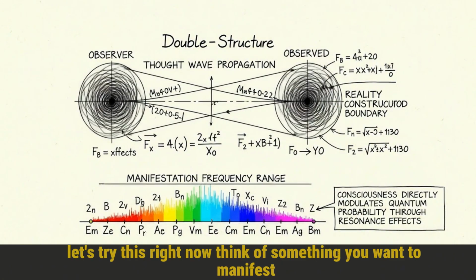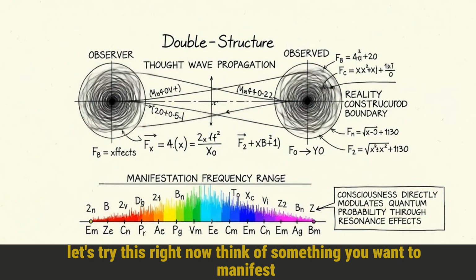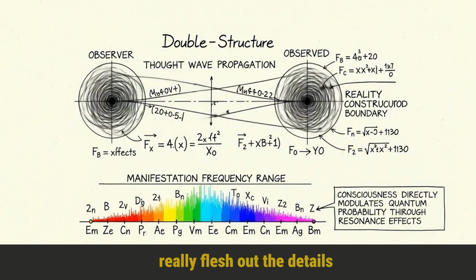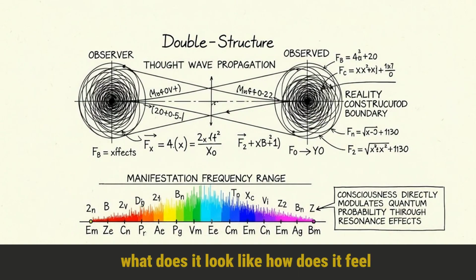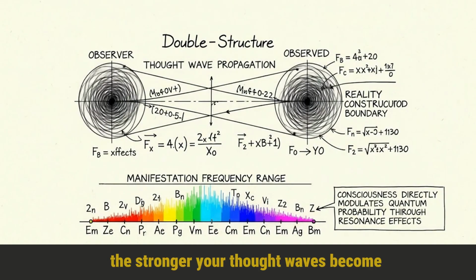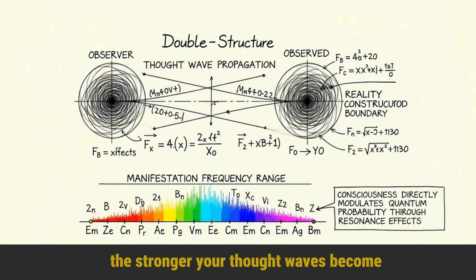Let's try this right now. Think of something you want to manifest. Instead of just naming it, really flesh out the details. What does it look like? How does it feel? The more specific you get, the stronger your thought waves become.